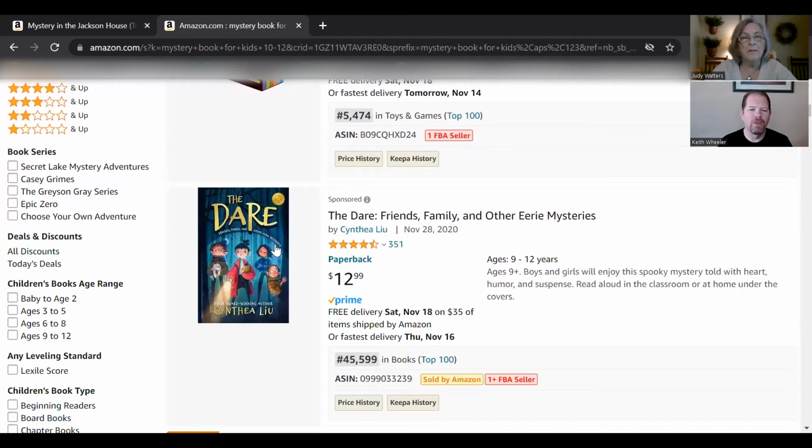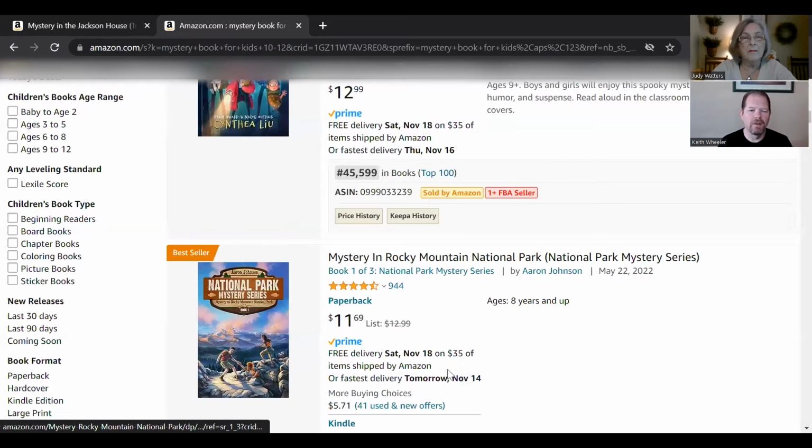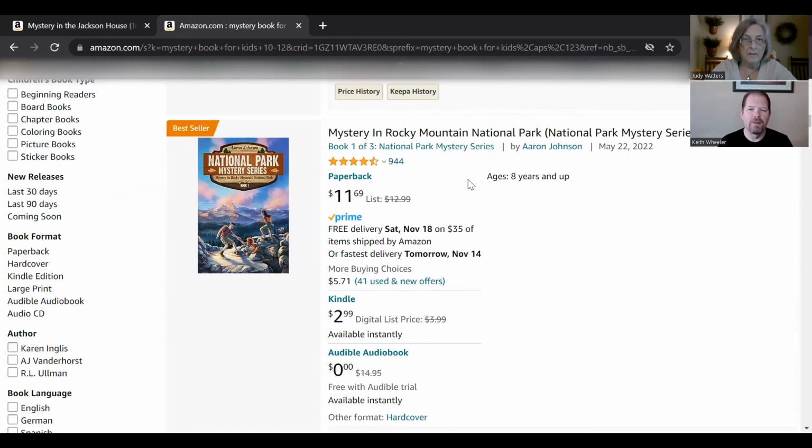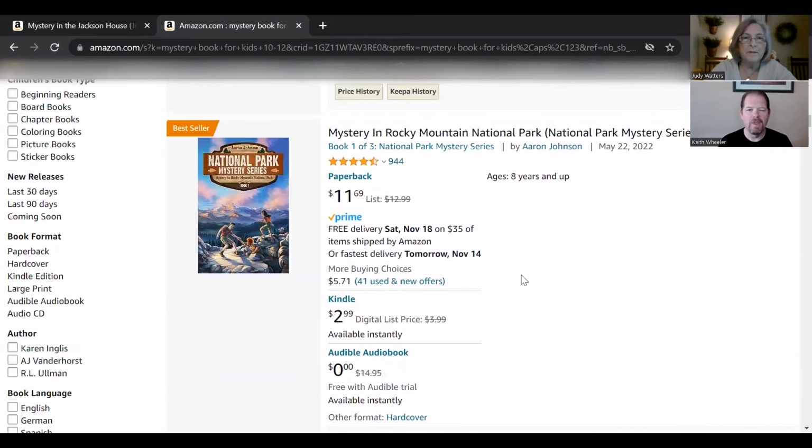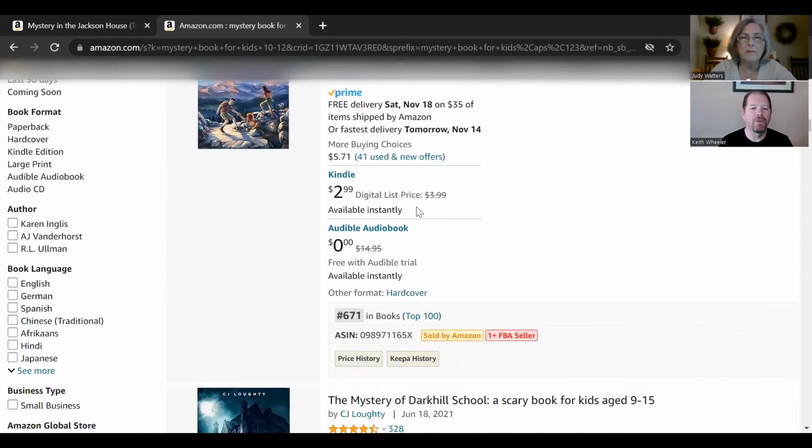So I just want to look and see what other books are out there. Okay, so like this one right here, I think you can outperform this one, but they've got 944 reviews. So, I don't know. When you're looking for competitors, even though they have a lot more reviews, your book is also a lot less expensive. And so people may be willing to take a chance.